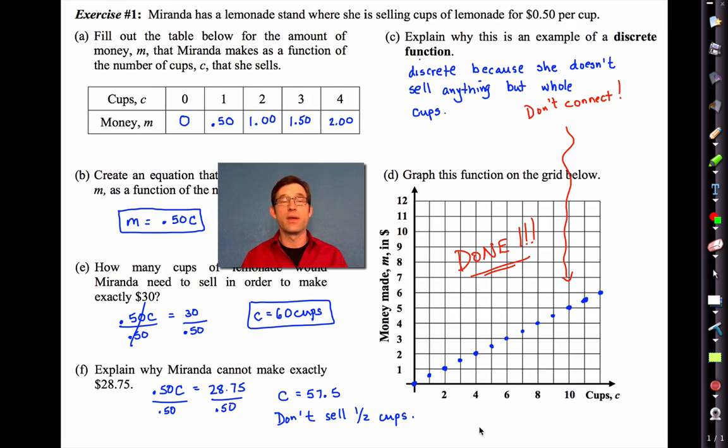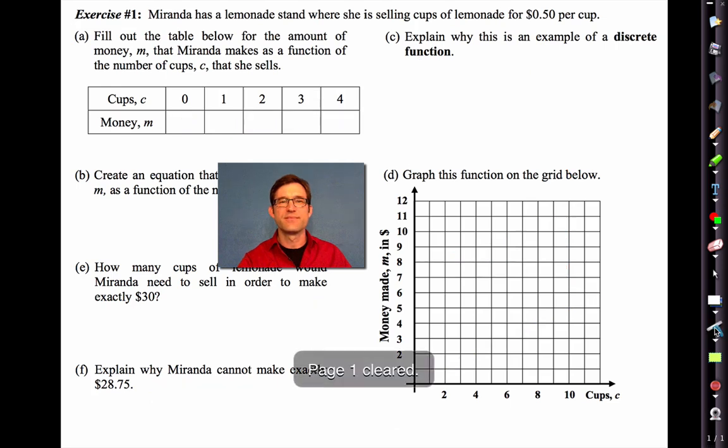Another great way of putting it would be to say that we can make either whole dollars or half dollar amounts because it's discrete. And therefore, we won't make that $0.75 amount, that 75 cents. All right, I'm going to clear out the text, copy down what you need to. All right, here it goes. Let's move on.